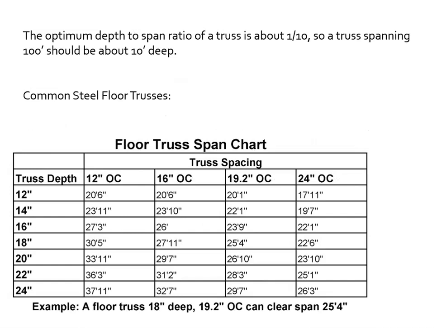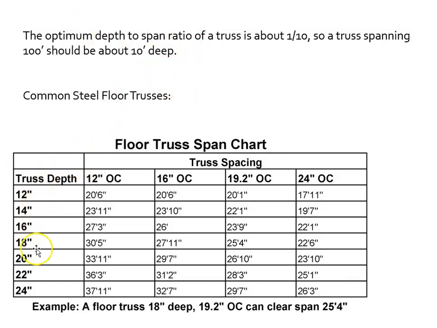And a span chart. The optimum depth to span ratio of a truss is about 1 to 10. So a truss that's 100 feet long should be 10 feet deep. Again, these are just some rules of thumb to help get us started before we get into that repetitive process of actual calculations.